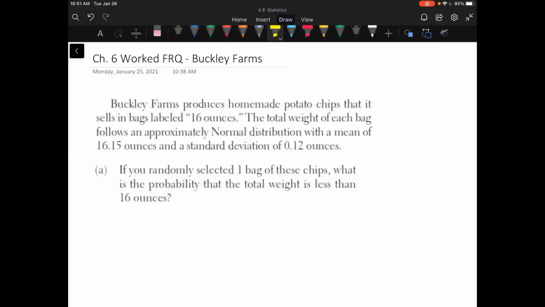Buckley Farms produces homemade potato chips that it sells in bags labeled 16 ounces. The total weight of each bag follows an approximately normal distribution. That's important. With a mean of 16.5 ounces and a standard deviation of 0.12 ounces. Our first question here: if you randomly select one bag of these chips, what is the probability that the total weight is less than 16 ounces?